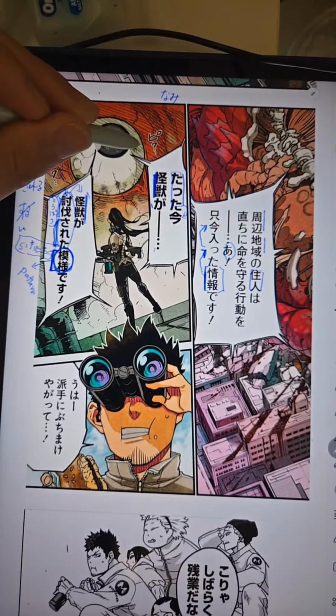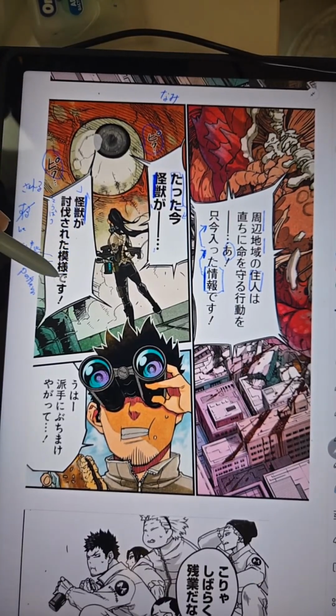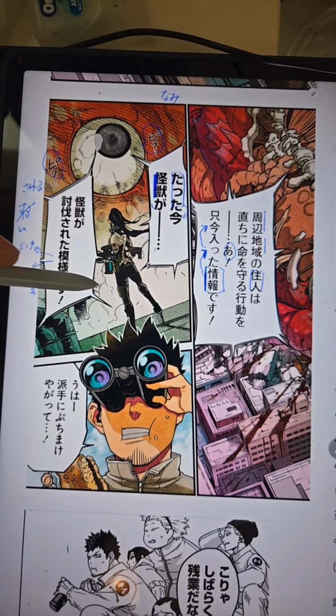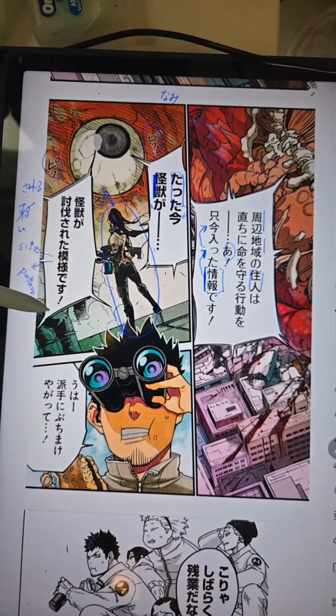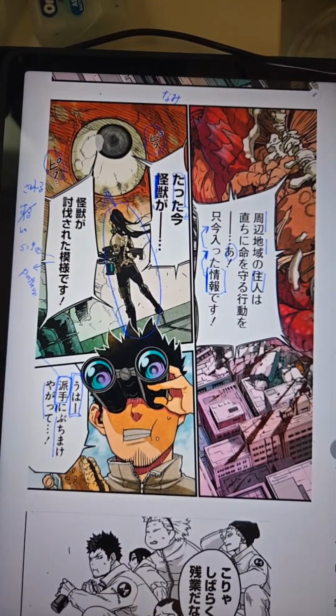はい、ピク is when you're just shaking a little bit, like trembling. So I'm assuming this person just beat the monster and then it's shaking a little bit before it finally dies. Okay. うはー is like when you're surprised. うはー派手にぶちまけやがって。派手, 派手 is flashy. 派手に changes 派手 into an adverb. ぶちまける。ぶちまける。ぶちまけやがる。So this one is a little bit difficult.